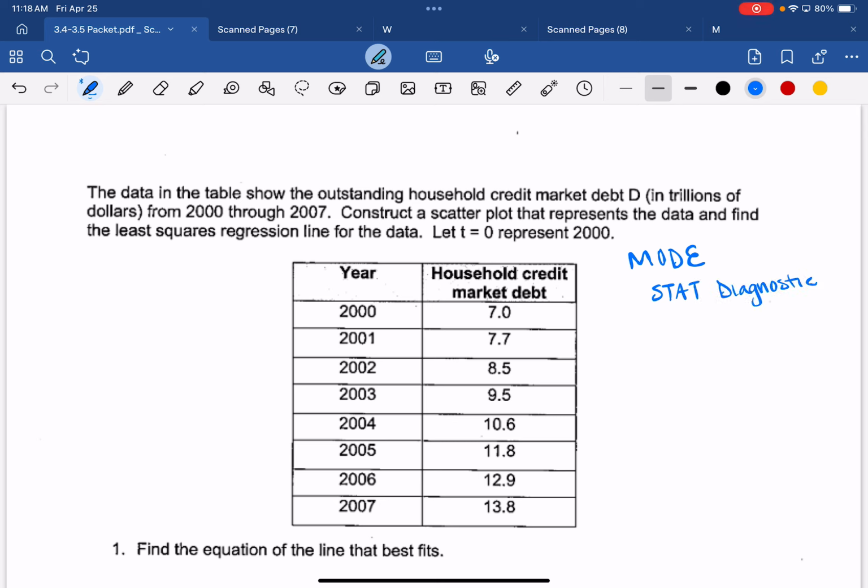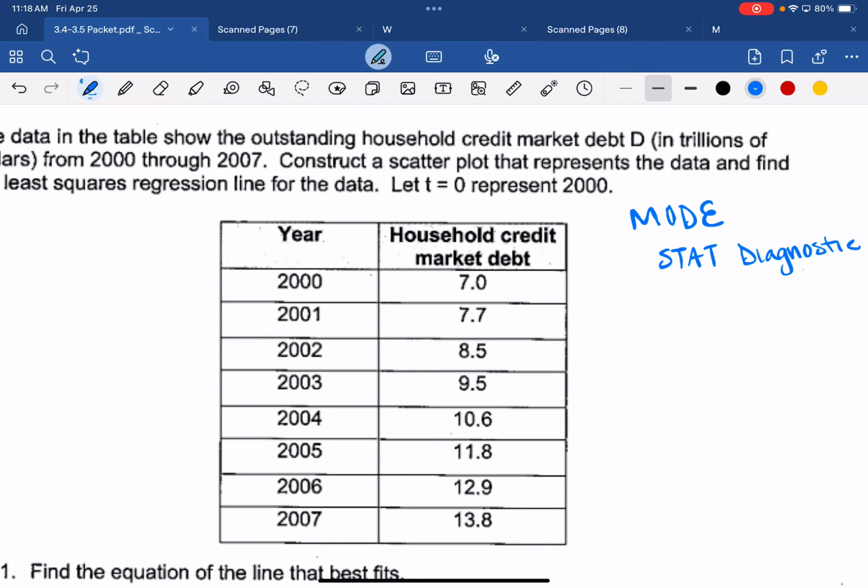So the first thing you do when you get to this problem, and I'm asking you for a mathematical model, just turn Stat Diagnostic on. Then go all the way down to the bottom, move it over, and then you'll hit enter.